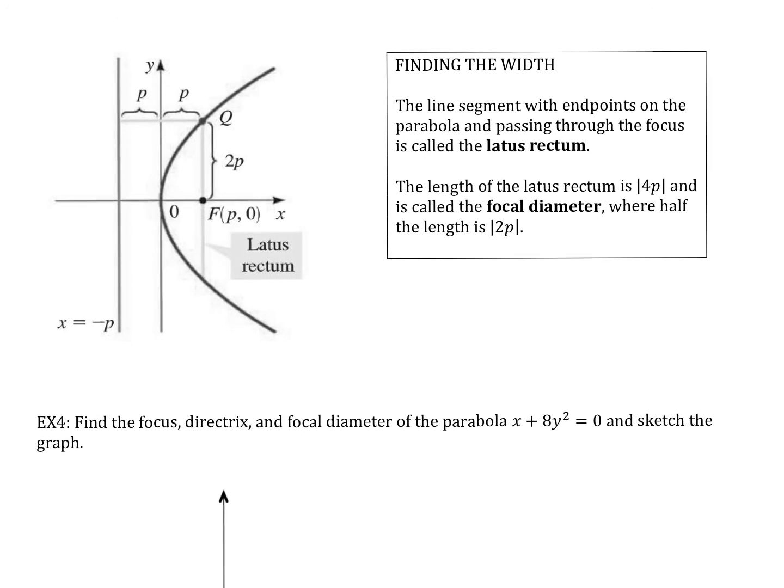Now let's move on to something a little different. This is called finding the width. A line segment with endpoints on the parabola and passing through the focus is called the latus rectum. The length of the latus rectum is the absolute value of 4p and is called the focal diameter, where half the length is the absolute value of 2p. That makes sense because you're just taking half of 4p, which gives you 2p.